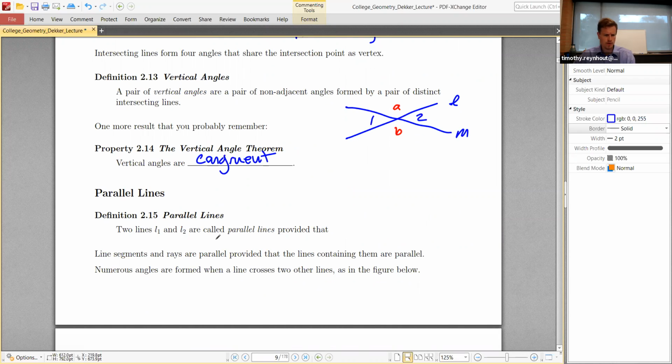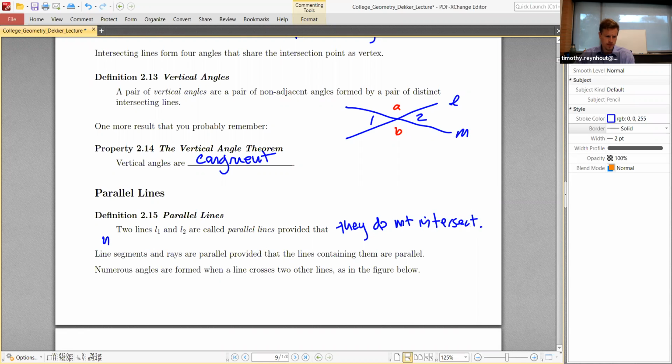Two lines, L1 and L2, are called parallel, provided that they do not intersect. Now there might be more definitions, or you could dive in a little bit deeper depending on your understanding of geometry and the things that you've defined so far. But for now and for us, this is a perfectly sufficient definition.